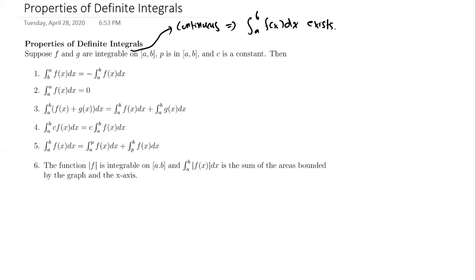Suppose f and g are integrable on [a, b], p is any number in [a, b], so any x value in that interval, and c is any constant. Then we have a few properties. First of all, the integral from b to a of f of x dx equals the negative of the integral from a to b of f of x dx.